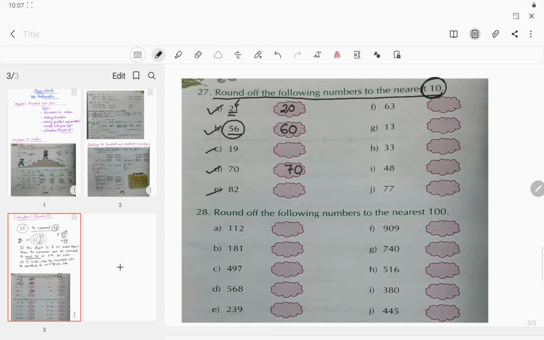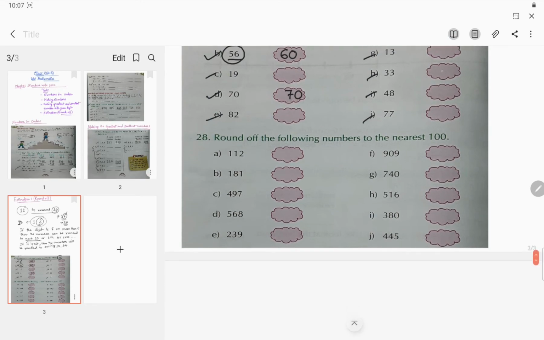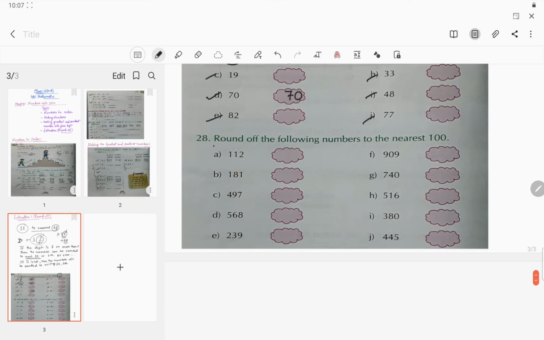Similarly, C, E, F, G, H, I, J, you have to solve by yourself. Okay, now problem number 2. Here it is given, round off the following numbers to the nearest 100. You have to look carefully. Last one was 10. When it is 10, you have to check the ones place. When it is asked 100, you have to check the tens place.